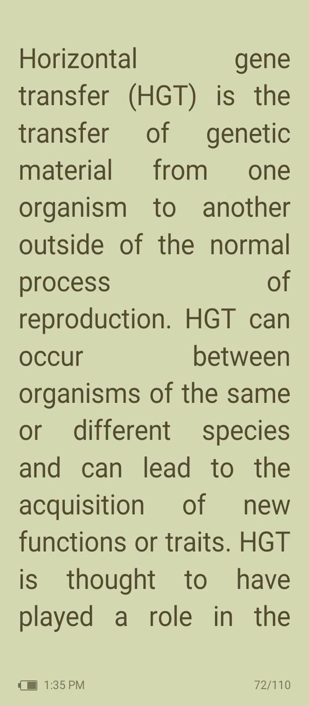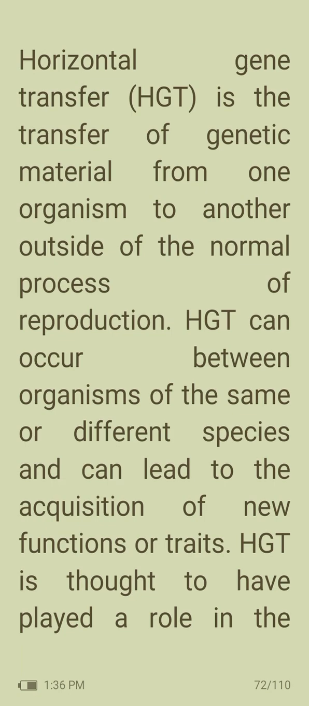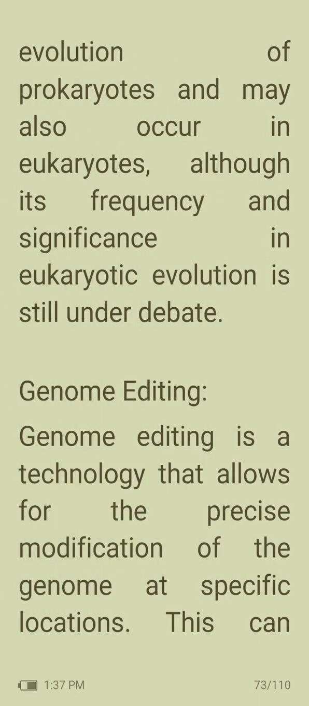Horizontal gene transfer. Horizontal gene transfer, or HGT, is the transfer of genetic material from one organism to another outside of the normal process of reproduction. HGT can occur between organisms of the same or different species and can lead to the acquisition of new functions or traits. HGT is thought to have played a role in the evolution of prokaryotes and may also occur in eukaryotes, although its frequency and significance in eukaryotic evolution is still under debate.